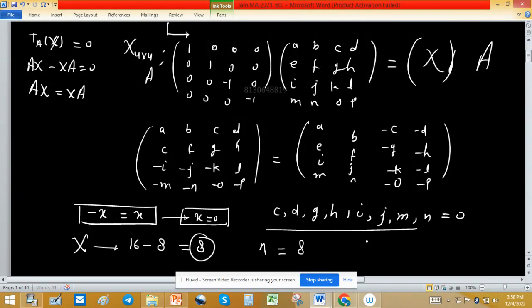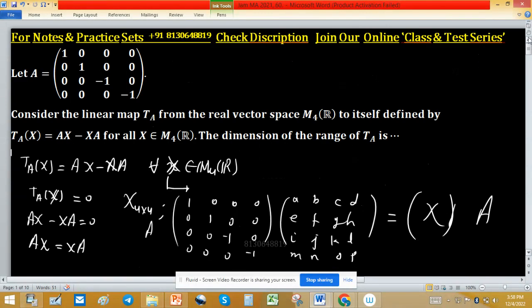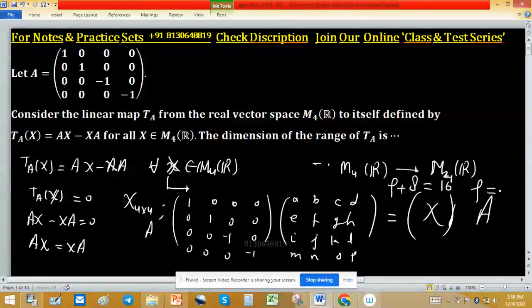Now apply the rank-nullity theorem. Rank plus nullity equals the dimension of the domain, as T is from M4(R) to M4(R), which means 16. So rank plus 8 equals 16. So the rank is also 8.